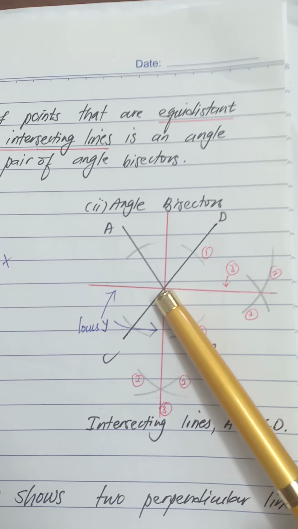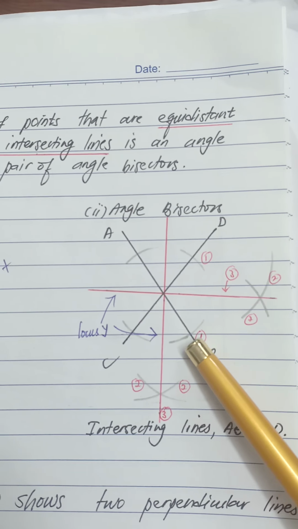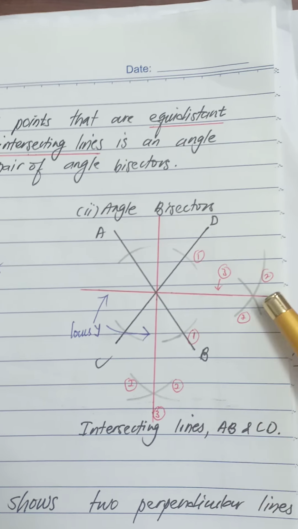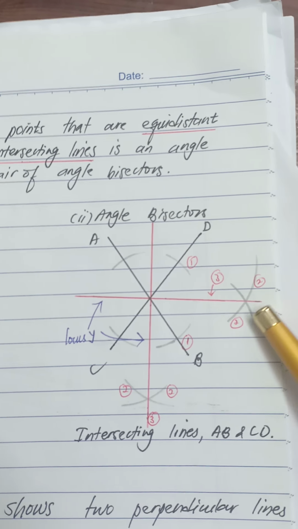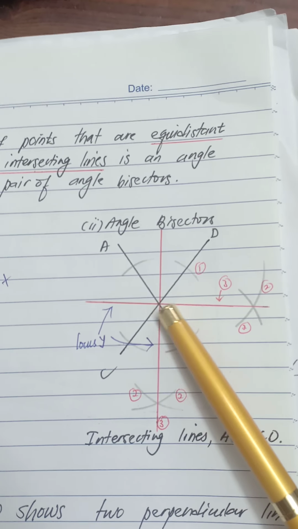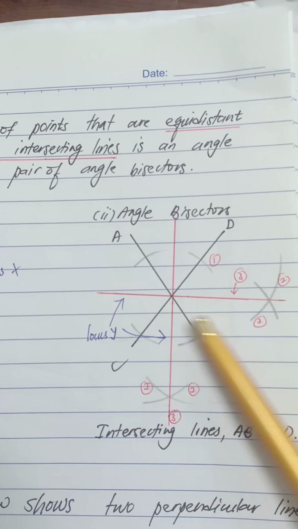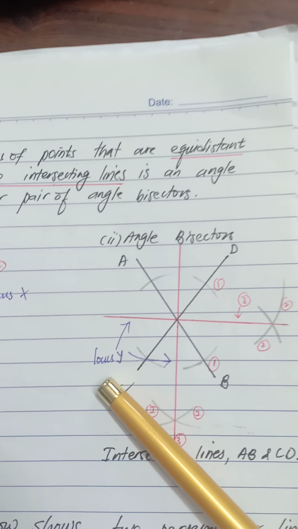So let's do the first one. Put your needle at the point where they cross, right? Get this arc and this arc. Bring the needle over here. From here, get this arc. From here, get this arc. Then join this point here. Put a ruler this way. Draw a straight line. You got one locus Y already.